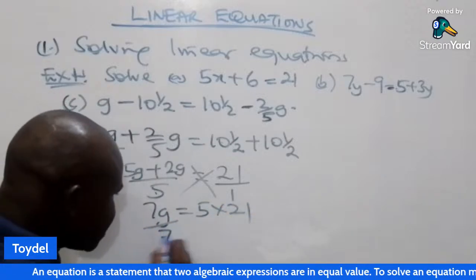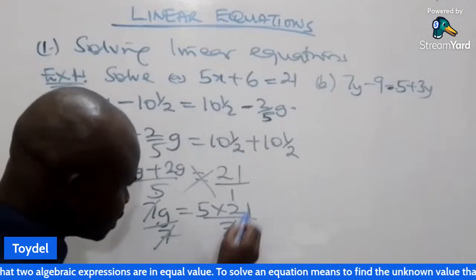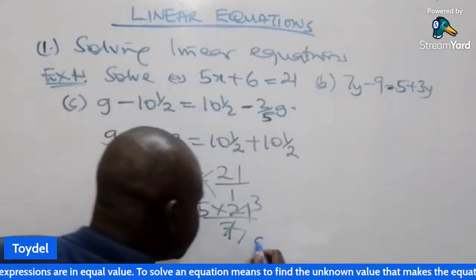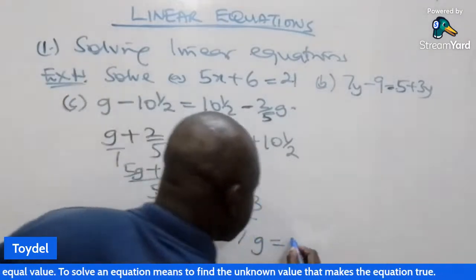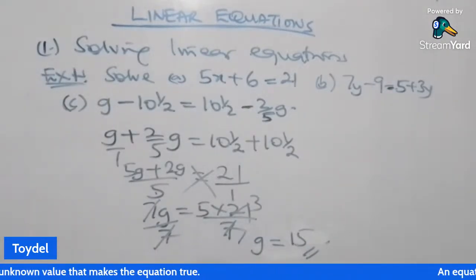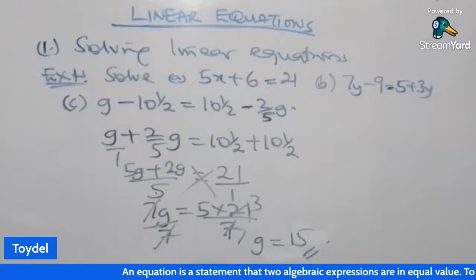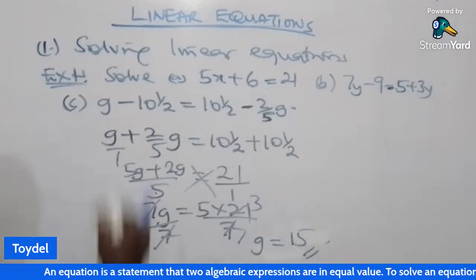Let's divide both sides by 7 to know the value of the unknown. 7 will take care of 7 here. 7 here 1, 7 here 3. Then G will be equal to 5 times 3, 15. So G is equal to 15. So that is how to solve a linear equation. And that is the first concept that I said we want to solve here. So we go to the second subtopic under linear equations, and that is equations with brackets.